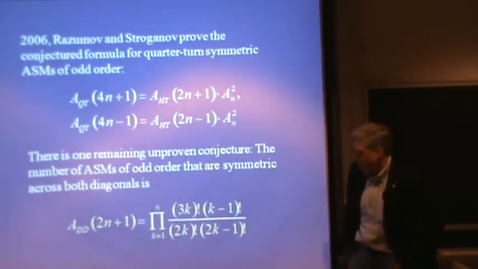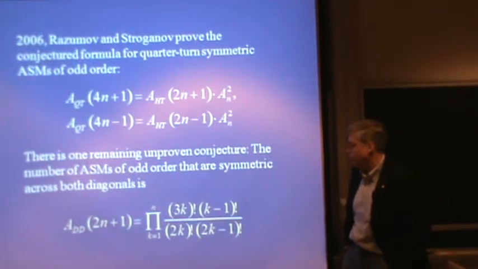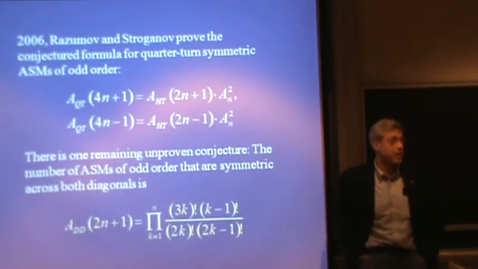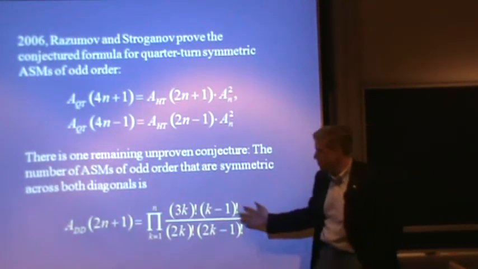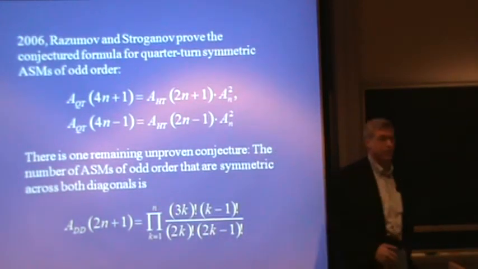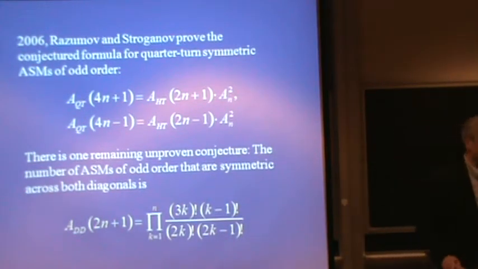These are alternating sign matrices that are symmetric across both diagonals. And it's been conjectured that this is the formula. At this point, it's almost certainly true, but nobody knows how to prove it.